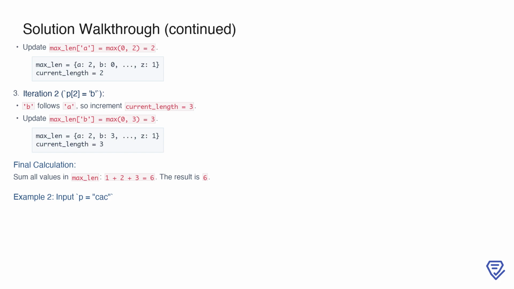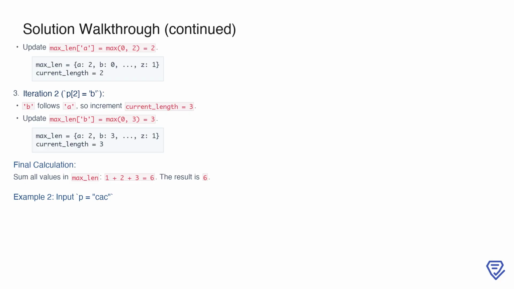Moving to the third character, b, we observe that b follows a in the wraparound order. Thus, we again increment current_length, this time to 3. Now, we have a valid substring of length 3 ending at b. We update max_len[b] to the maximum of its current value, 0, and current_length, 3. This gives us max_len[b] equals 3.